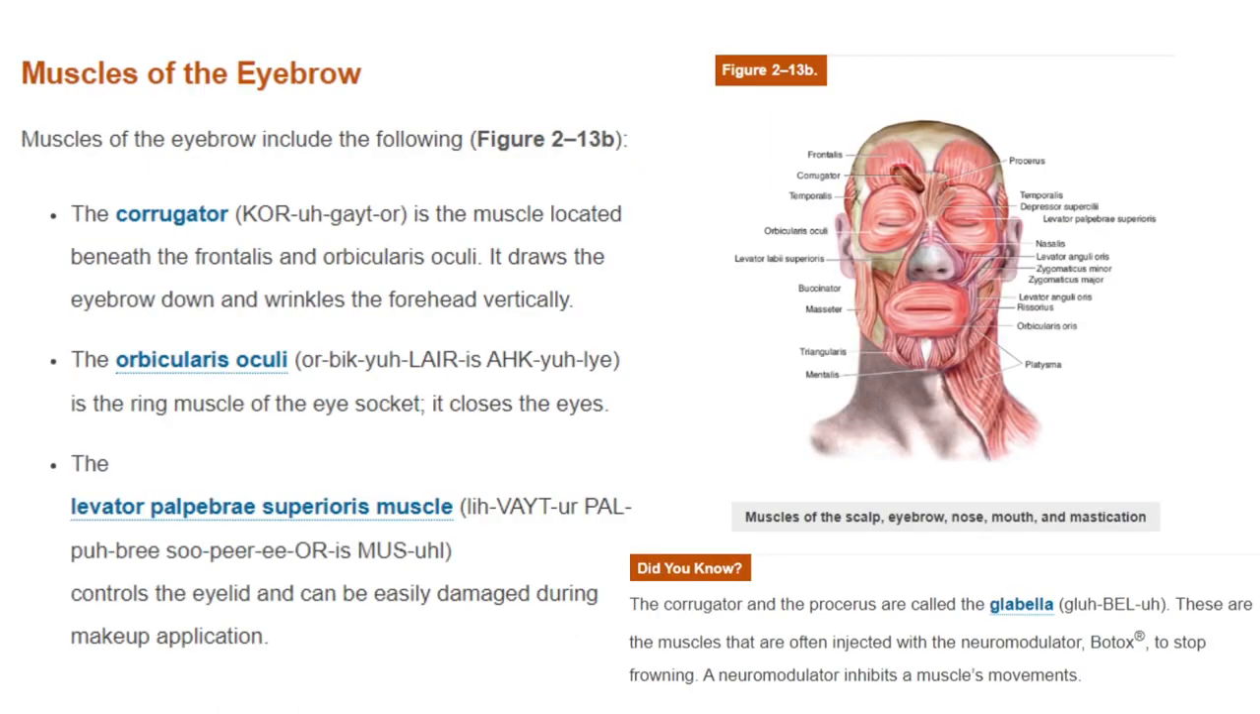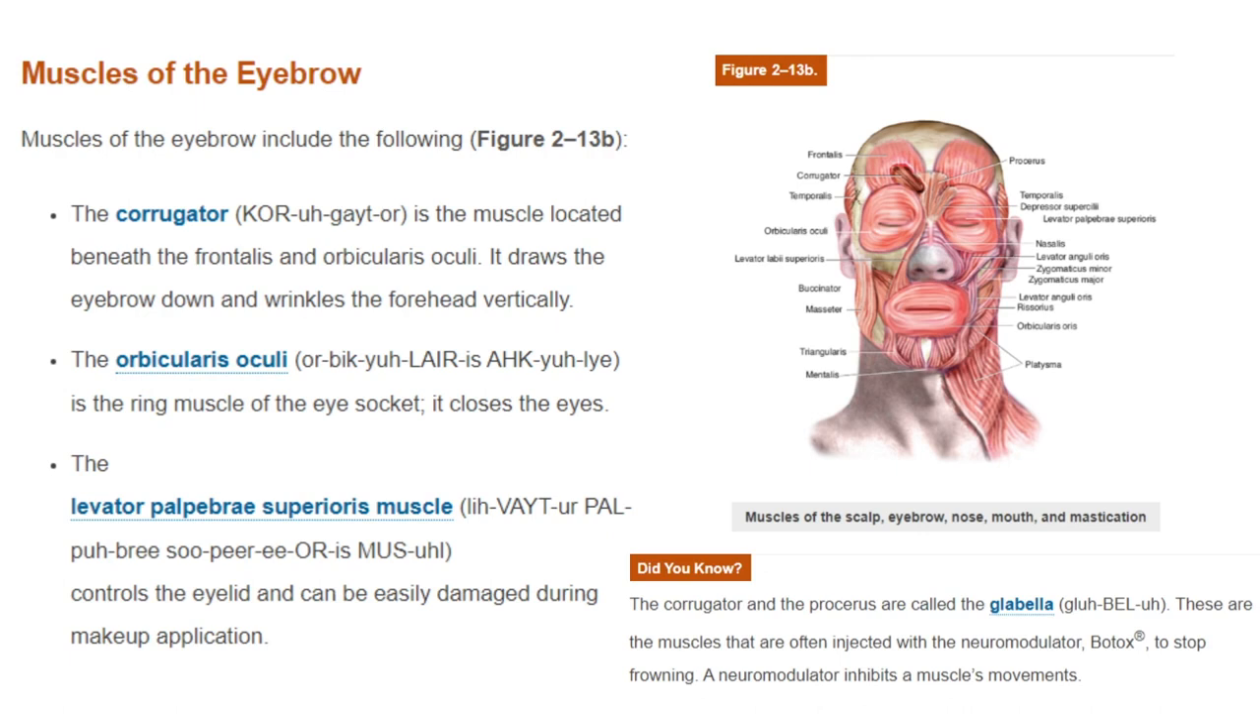Muscles of the eyebrow. Muscles of the eyebrow include the following, Figure 2.13b. The corrugator is the muscle located beneath the frontalis and orbicularis oculi. It draws the eyebrow down and wrinkles the forehead vertically. The orbicularis oculi is the ring muscle of the eye socket. It closes the eyes. The levator palpebrae superioris muscle controls the eyelid and can be easily damaged during makeup application.